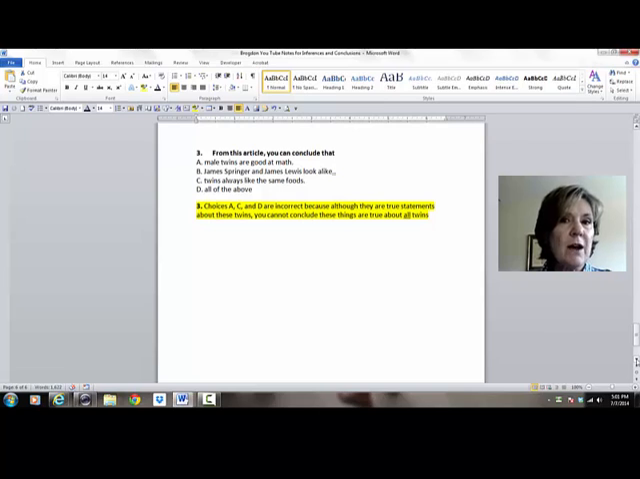I hope this has helped you when you're making clearer inferences and conclusions, and to base them on facts. But you must read between the lines when you're making inferences, and conclusions are based on facts.